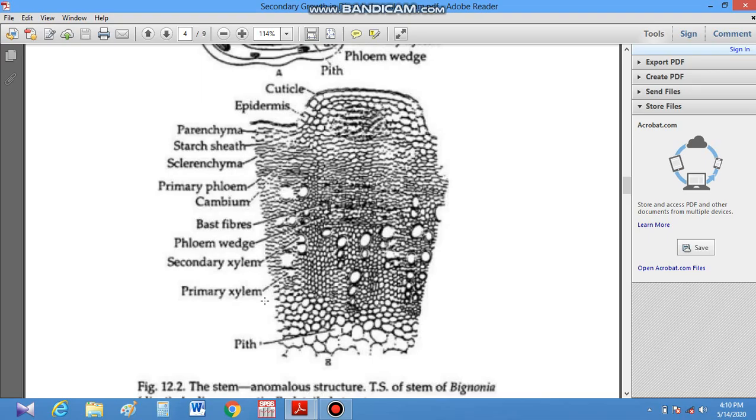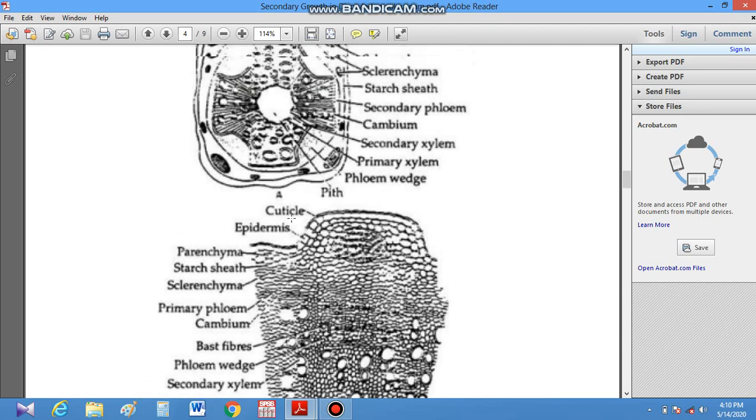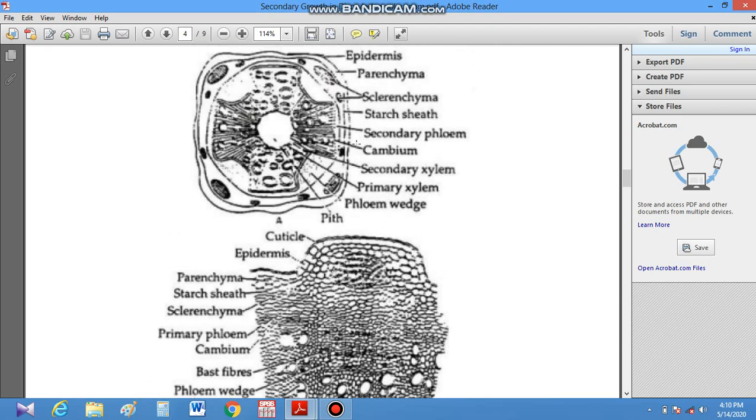So we can identify this stem by these phloem wedges in the diagram. This is the abnormal behavior of the normal cambium. Due to the cutting of tissues, the secondary tissues become like this.